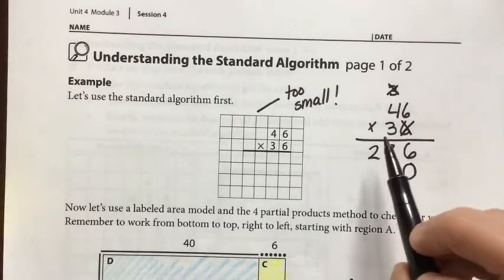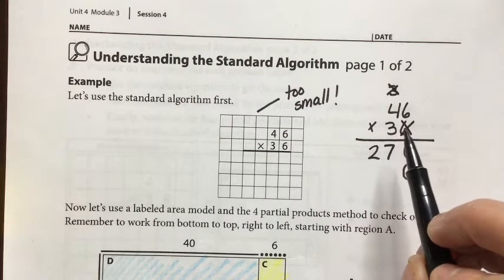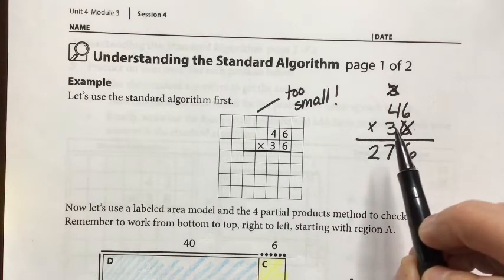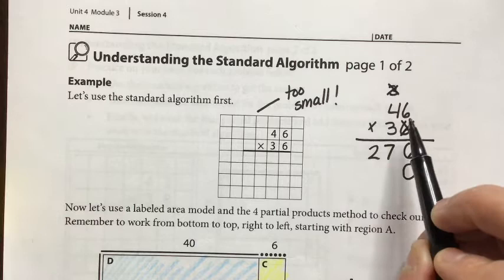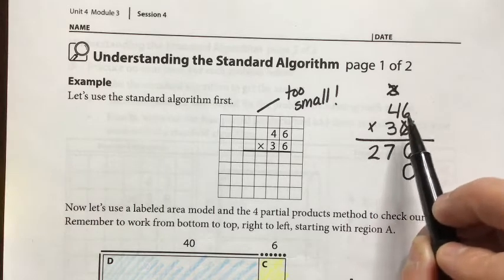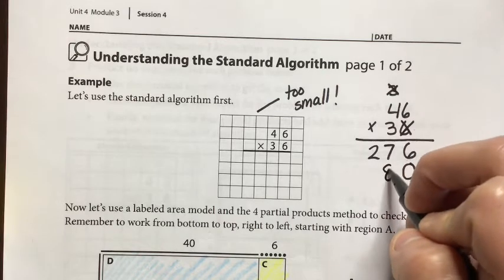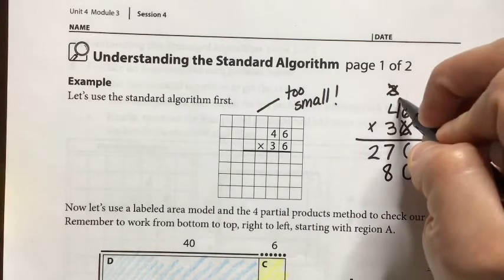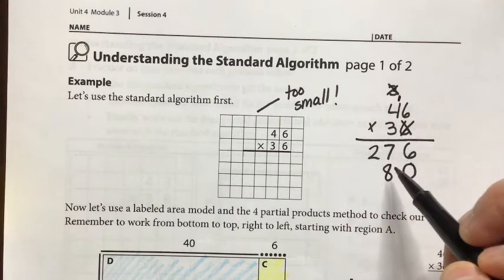And then I'm going to focus on the 3. Remember, this is not a 3. This is actually 30. But when we use a standard algorithm, we call it the 3, but it's actually 30. So this is 30, or 3 times 6. 3 times 6 is 18. Remember, put the 8 here, regroup the 1, and put the 1 right here. So I did 6 times 3 is 18.